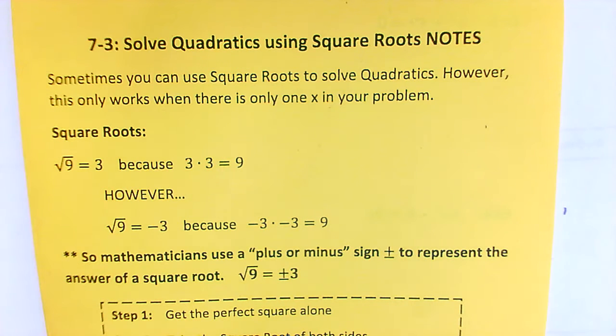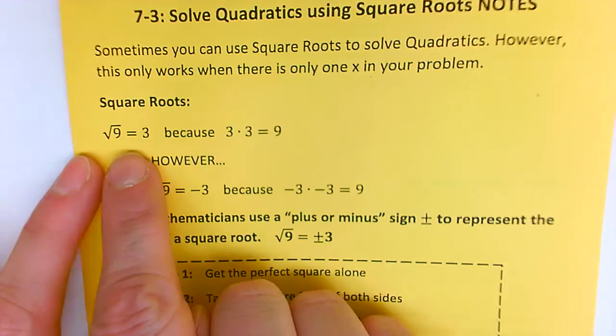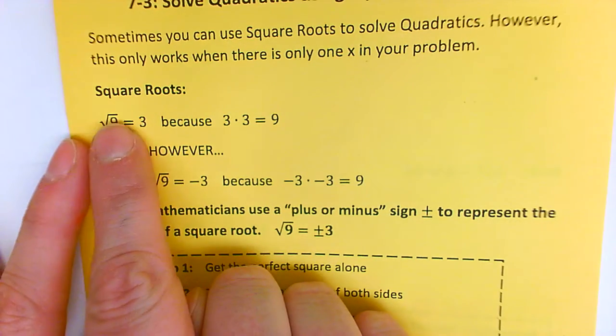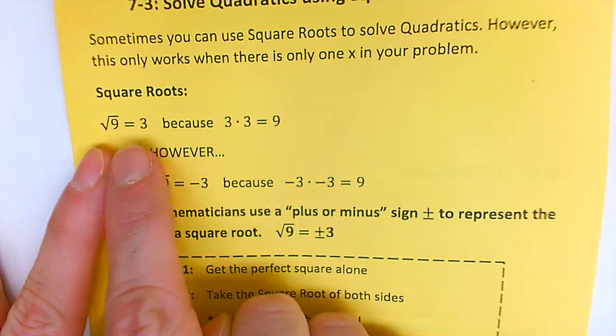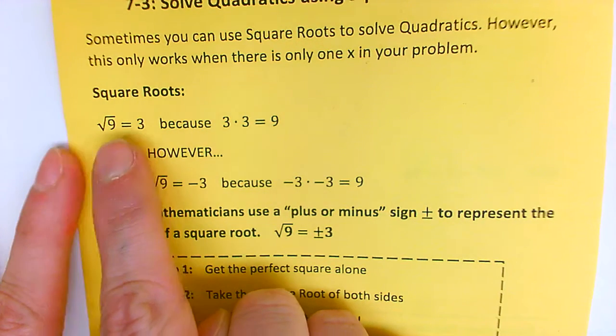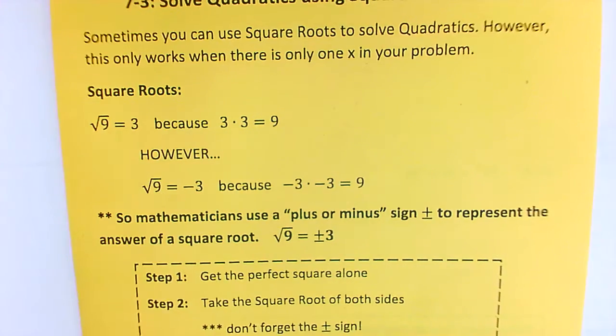7-3, solving quadratics using square roots. Now, before I actually get into the lesson today, I want to remind you of something. When you're taking the square root of 9, that answer is 3 because 3 times 3 equals 9. So square root just means what number times itself gives you the number underneath the square root sign.